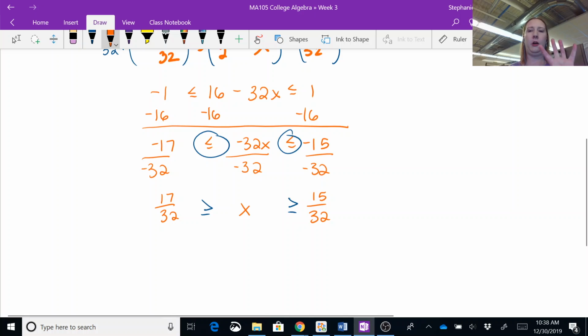Now normally we write our inequalities so that the smallest number is to the left, so we can flip-flop this, and when you flip-flop, the inequality also changes direction. Again, just so everything is our normal direction. Okay. So the actual weight is between 15/32 of a pound and 17/32 of a pound. So now we know the range of the actual weight.